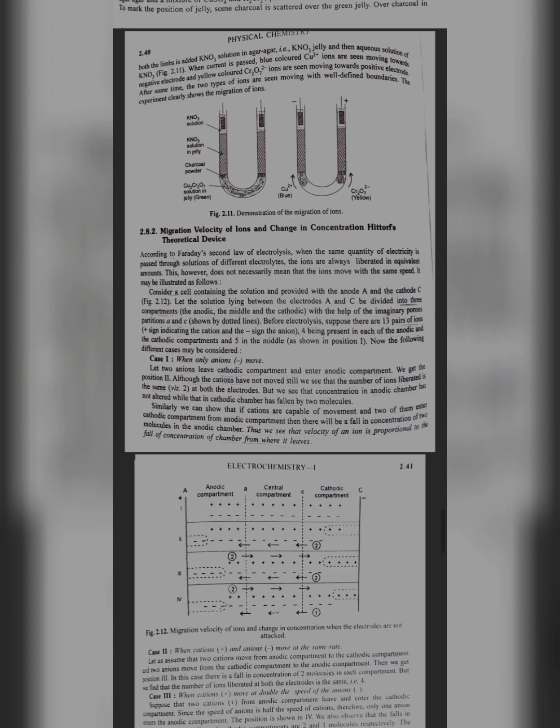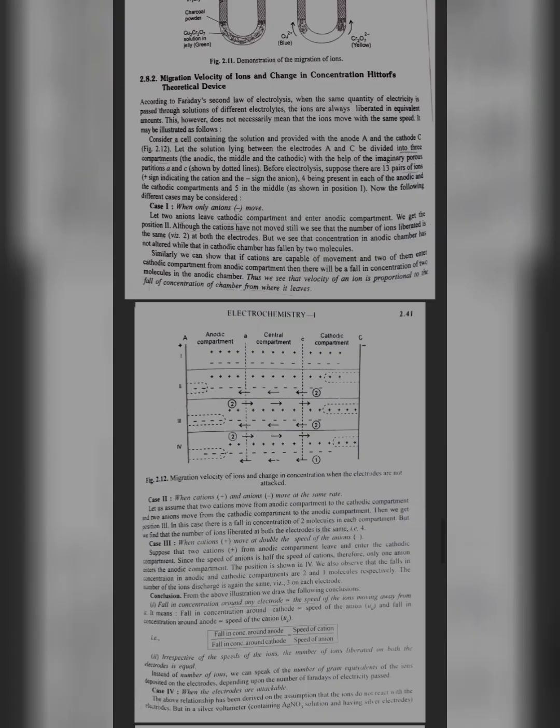Before electrolysis, suppose that there are 13 pairs of ions, the positive sign indicating a cation and the negative sign an anion, 4 being present in each of the anodic and cathodic compartments and 5 in the middle. Now the following different cases may be considered. Case 1, when only anions move. Let 2 anions leave the cathodic compartment and enter the anodic compartment. We get position 2.